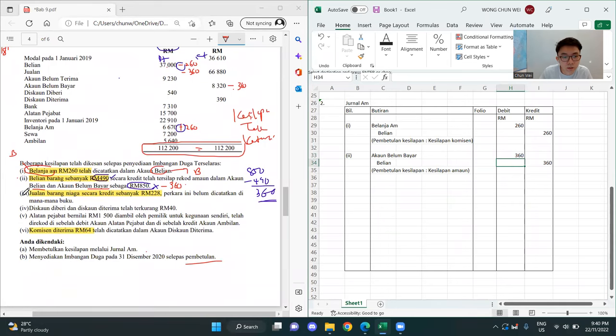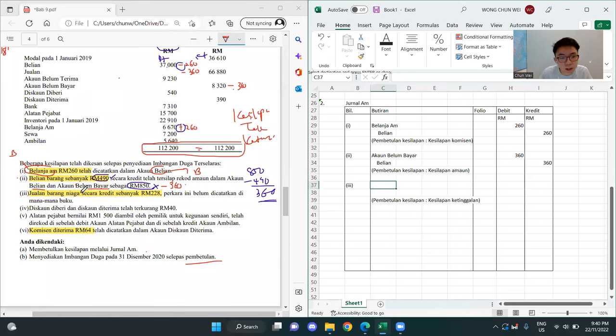Okay, next one, number 3. Jualan barang niaga secara kredit sebanyak 228. Perkara ini belum dicatat di mana-mana buku. So belum dicatat mana-mana buku, this is a ketinggalan. So I just look at the keyword only. So if belum direkod mana-mana, you just record as usual lah.